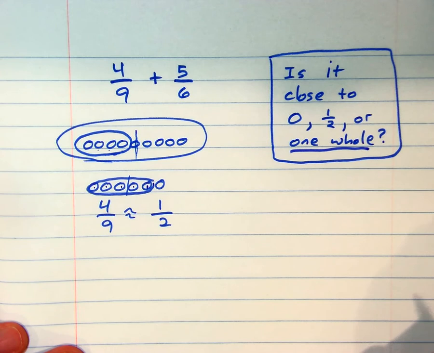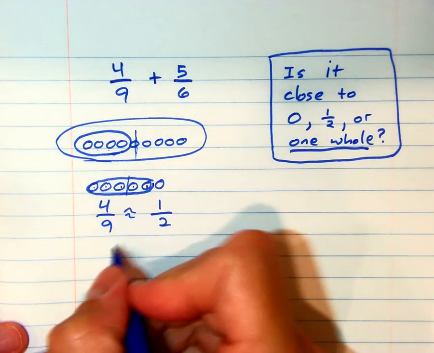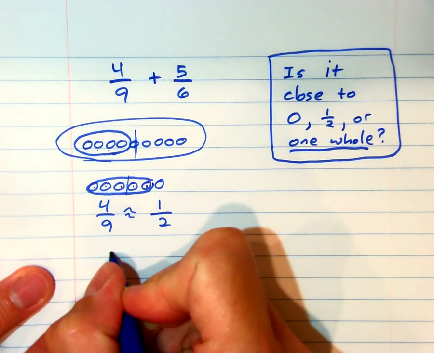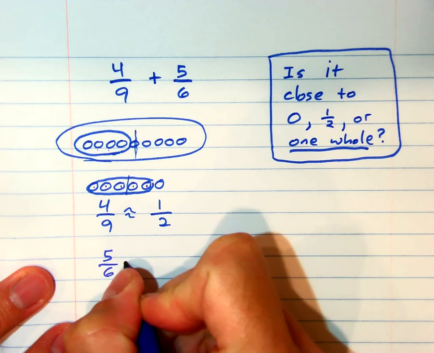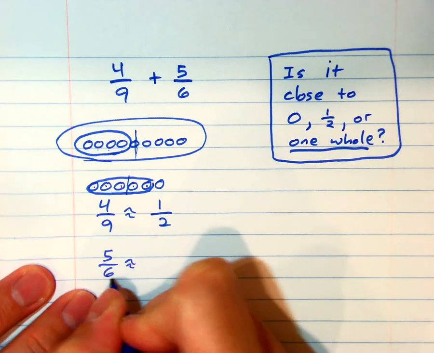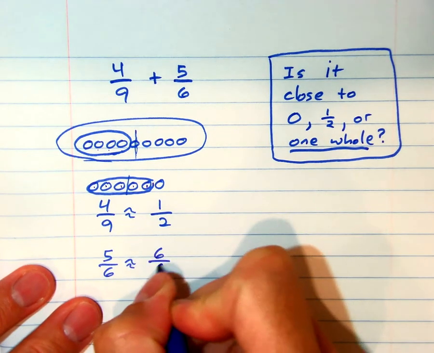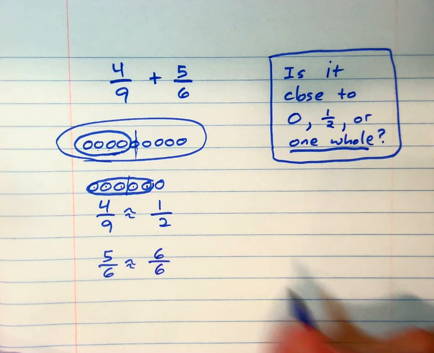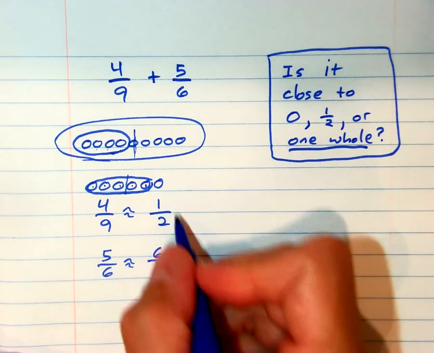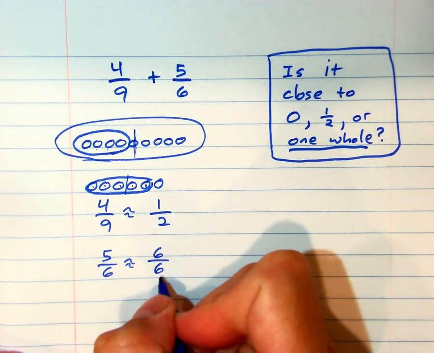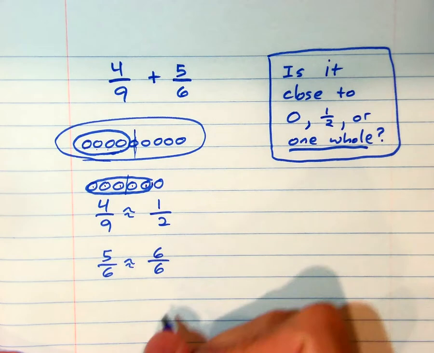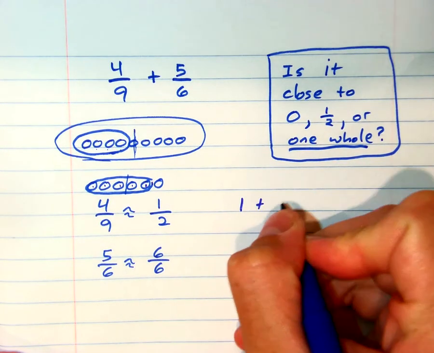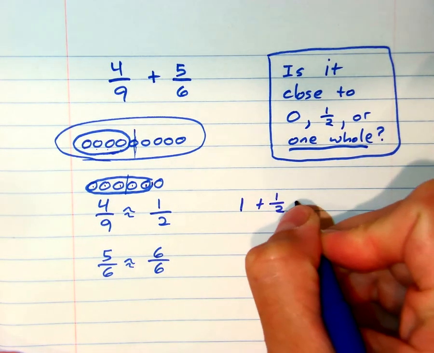I think it's close to the whole. So I could say 5/6 is about, and since we have a denominator here of 6, I'm going to go with 6/6. So let's do the math now. Let's bring down 1, because 6/6 is 1. We could say 1 plus a half equals 1 1/2.